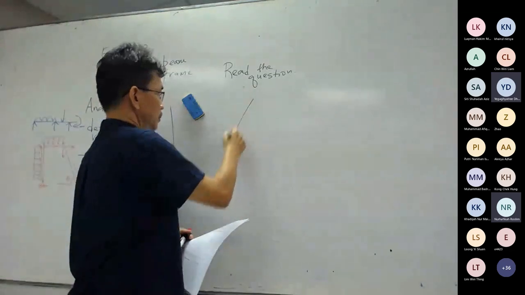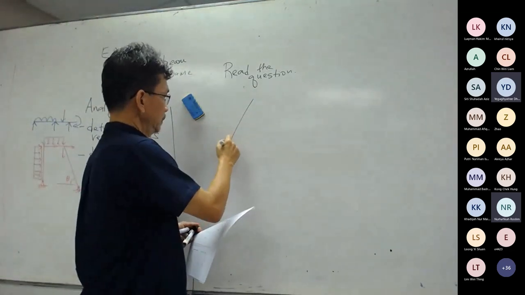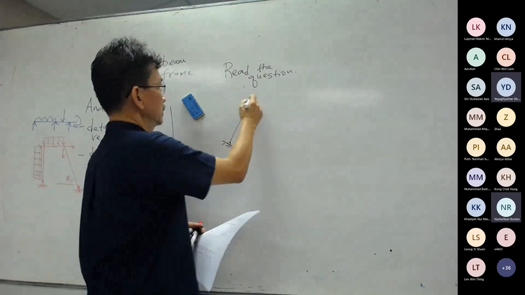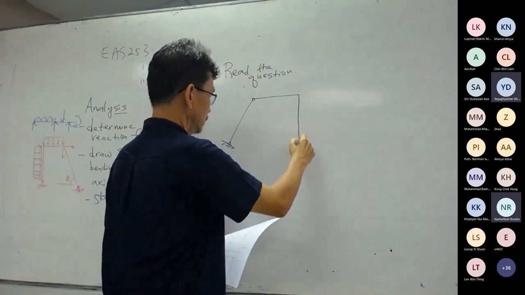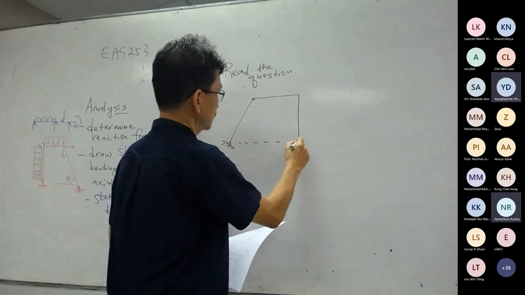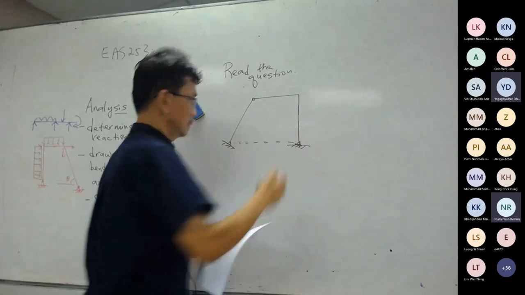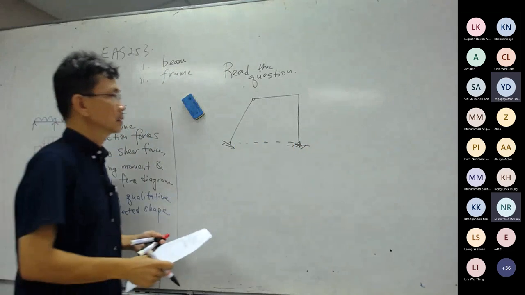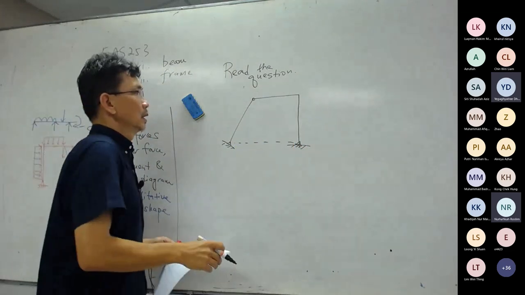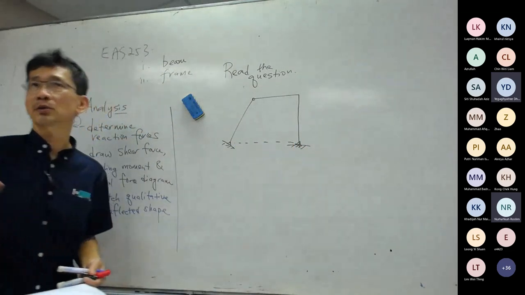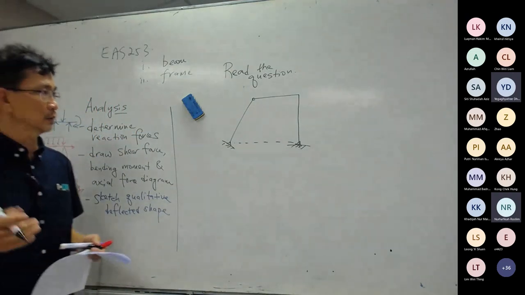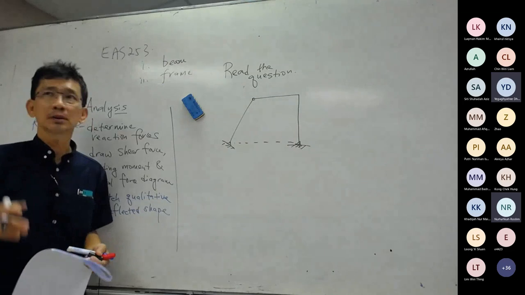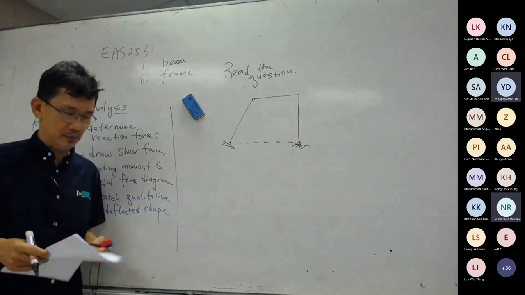Okay? So the first question I'm going to make use of is a frame example, where there's an inclined member, there is a hinge here, and there is a horizontal member, and there's a vertical member at the same level of this. This is a pin support. Also, the type of support you can get from the questions, if it's a pin, roller or fixed, or you can get it from the diagrams indicated.